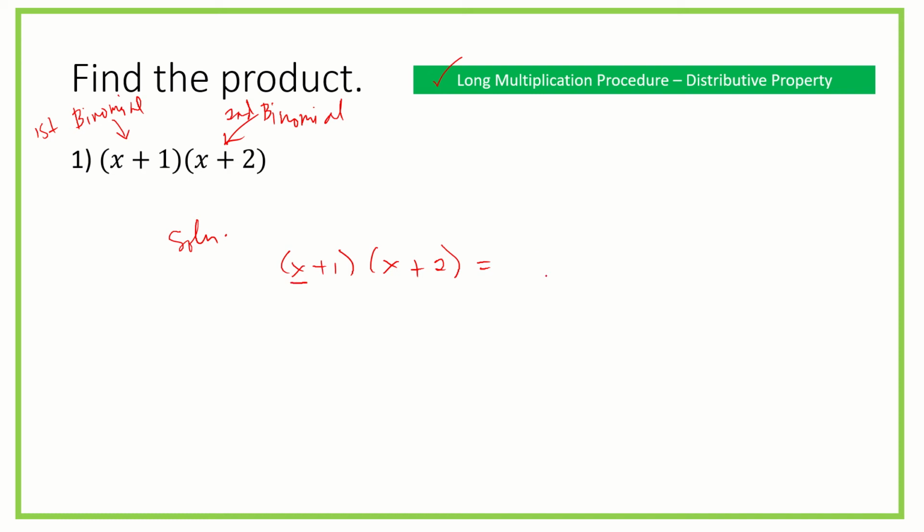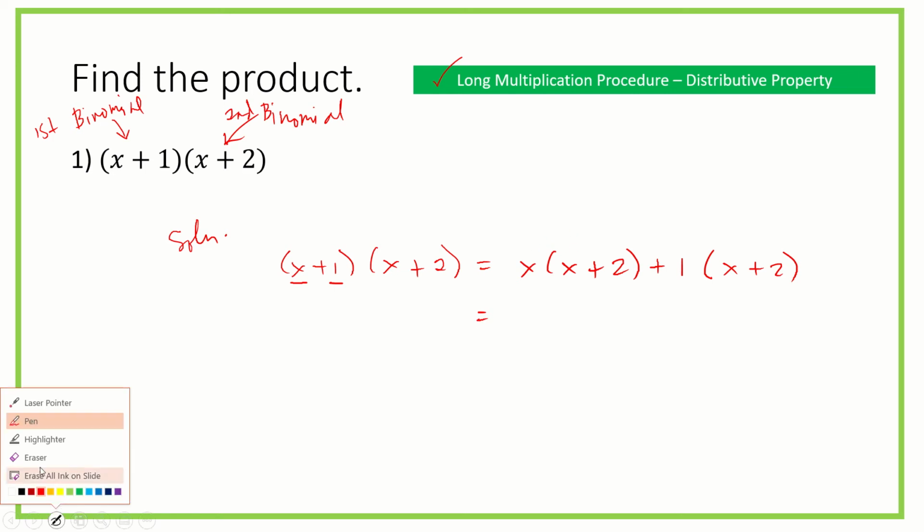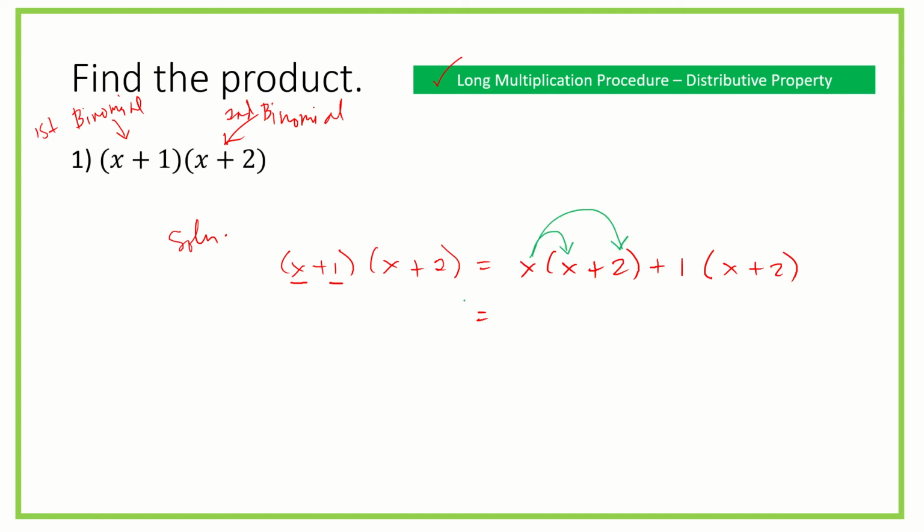So the first term is x, and we multiply that with x plus 2, our second binomial. Our second term in our first binomial is plus 1. So positive 1 is multiplied with our second binomial, which is x plus 2. And then we apply the distributive property. So that would be x times x and then x times 2. So let's try to simplify that first.